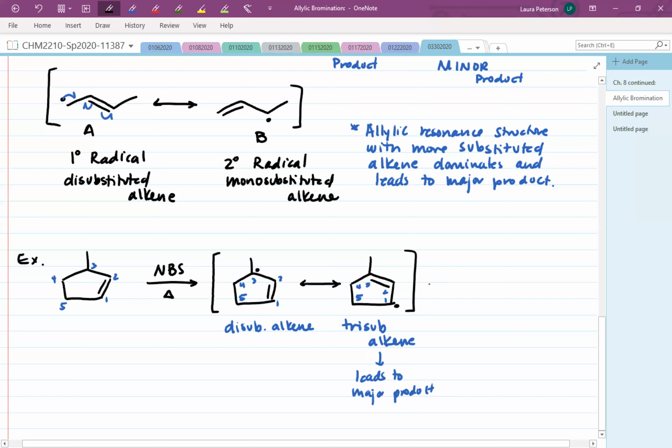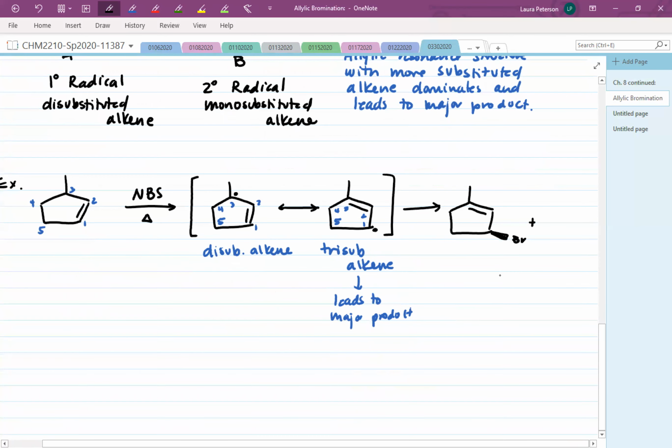When I add the radical at that position 1, we'll be generating a chiral center. When the bromine interacts with that carbon radical, which is trigonal planar and sp2 hybridized, it can do so from either face, and so we would end up with a racemic mixture here. The bromine could come in on a wedge, or the bromine could come in on a dash, and that will give us our racemic mixture.